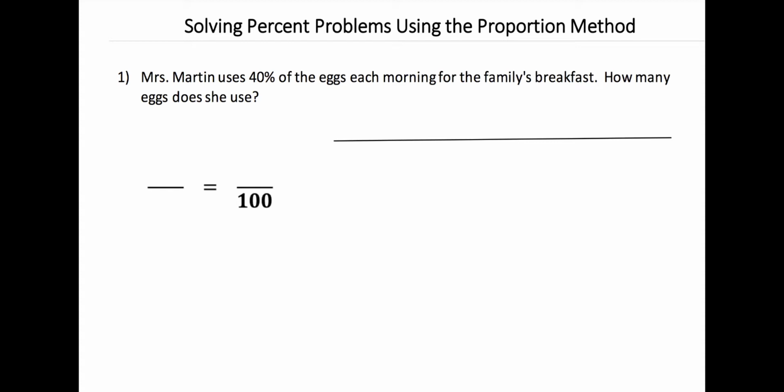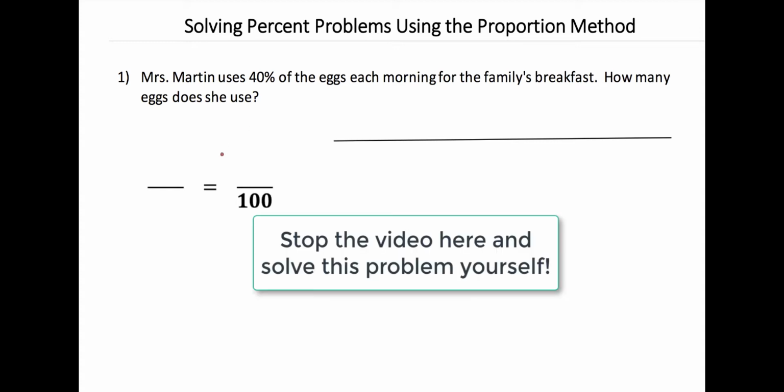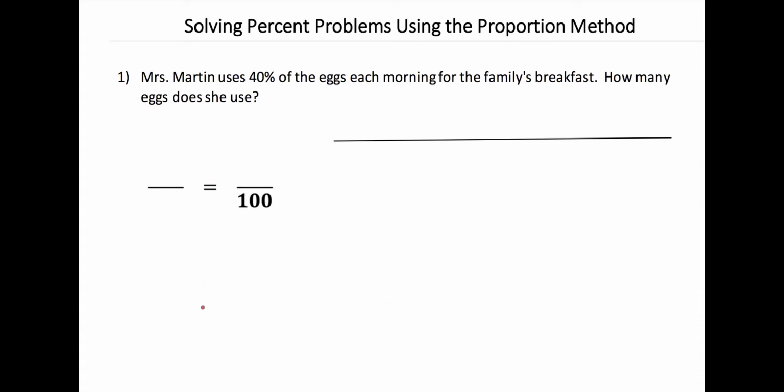All right, number one. It says, Mrs. Martin uses 40% of the eggs each morning for the family's breakfast. How many eggs does she use? So go ahead and stop the video now and try to solve this on your own. Okay, welcome back. So again, Mrs. Martin uses 40% of the eggs each morning for the family's breakfast. How many eggs does she use?